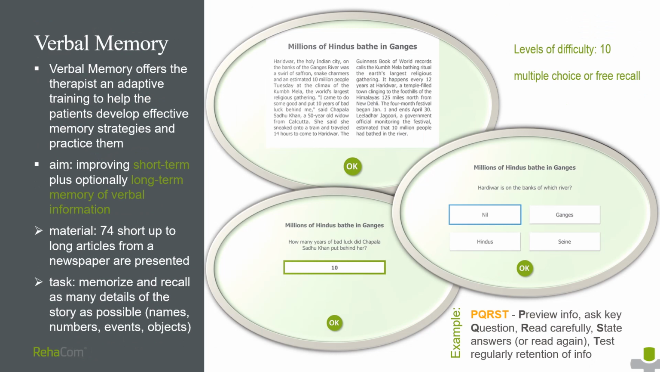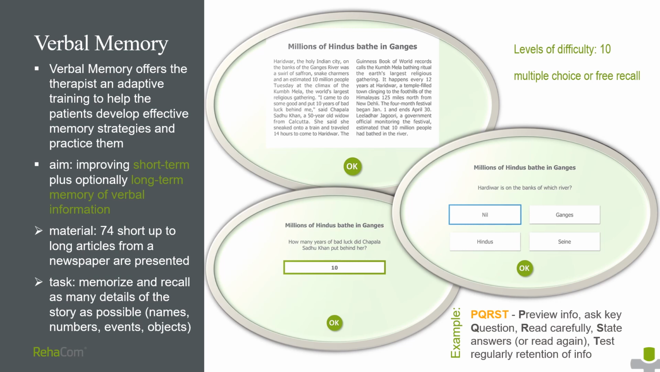The next one is the verbal memory training. This module offers the therapist an adaptive training based on given stories from newspapers. This training module helps the patients develop effective memory strategies and practice them. The module aims to improve short-term and optionally long-term memory of verbal information.